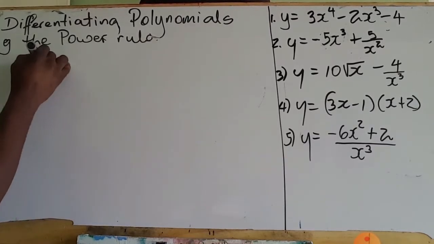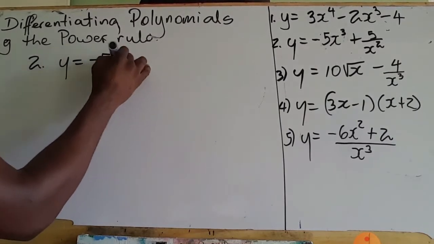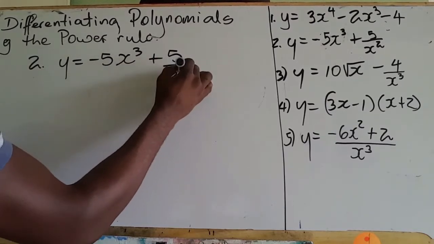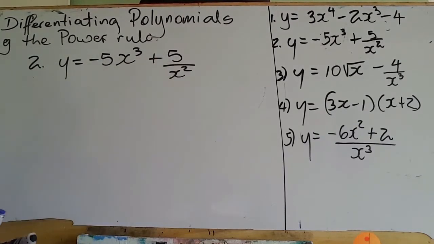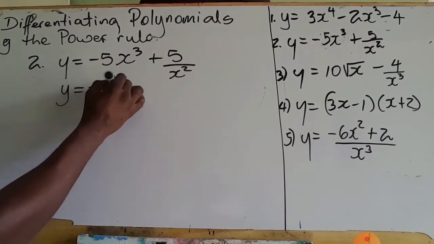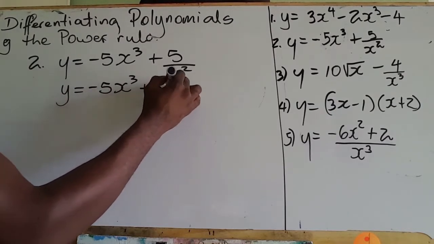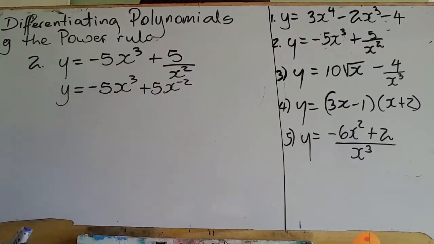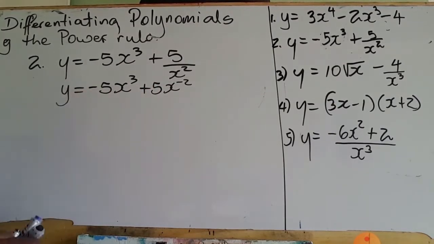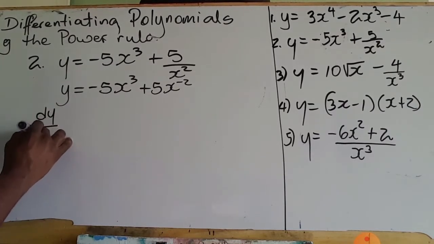Alright, so let us look at the second example. Y equal to negative 5x cubed plus 5 over x squared. Again, what we're going to do is to write the 5 over x squared as a negative power. So we'd have negative 5x cubed plus 5x to the negative 2. And then the principle remains. We're going to use the power to multiply by the coefficient and then lessen the power by 1.